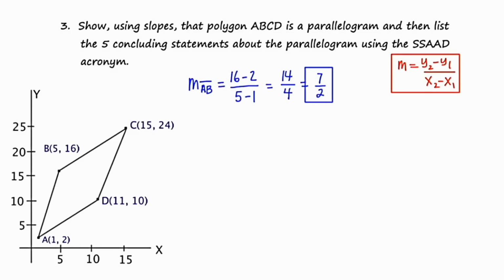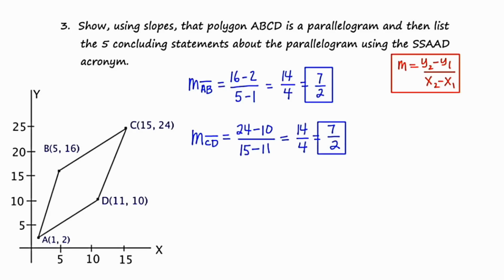Okay, now I'm going to jump to the other side across from AB to line segment CD. So let's set that up. Now let's construct our subtraction problems. Now I'm going to do 24 minus 10 over 15 minus 11. This gives us 14 over 4 again, which again reduces to 7/2.